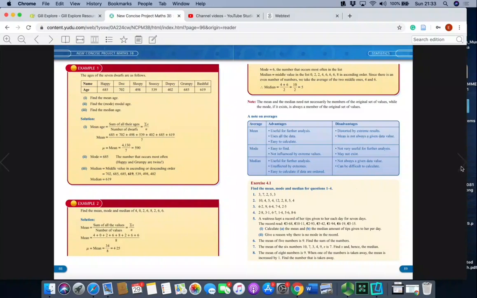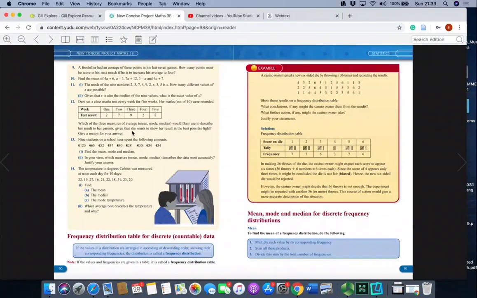Okay, let's try an example. The temperature in degrees Celsius was measured at noon each day for 10 days. The values, let me just take them down here so I can do the calculation: 22, 19, 27, 16, 21, 22, 18, 31, 23 and 20.